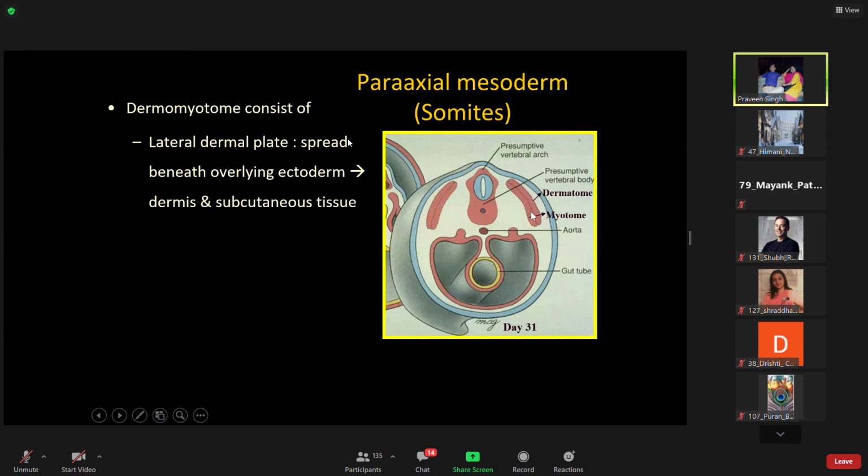Dermatomyotome is a lateral part. It consists of lateral dermal plate. It forms dermis and subcutaneous tissue. मैंने बताया था आपको लेक्चर में यहाँ पे. Epidermis is formed from the ectoderm. This is mesoderm. We are talking about mesoderm. So mesoderm forms dermis and subcutaneous tissue. Medial muscle plate forms skeletal muscle. So this is medial muscle plate, myotome. Myotome will form skeletal muscle of the region.